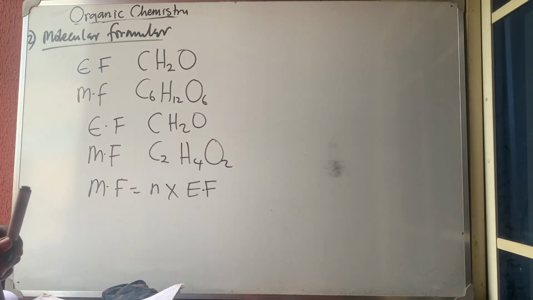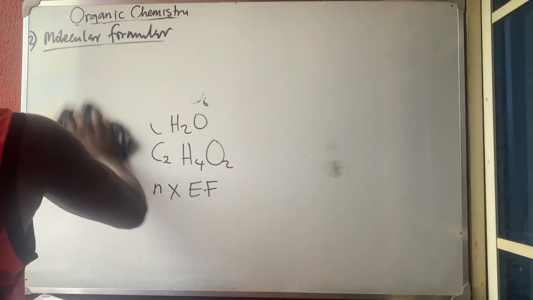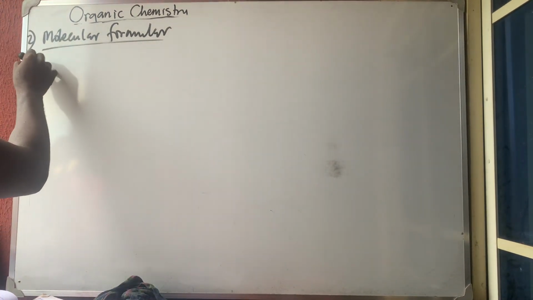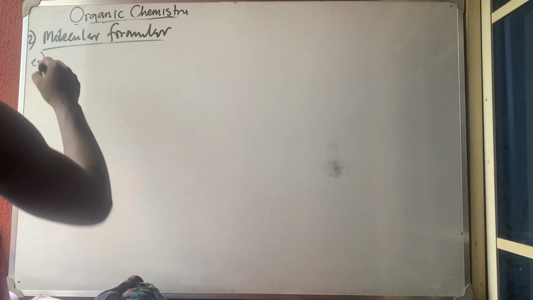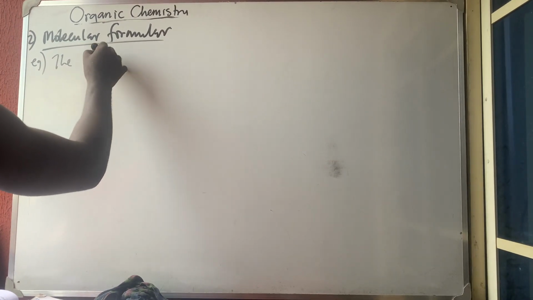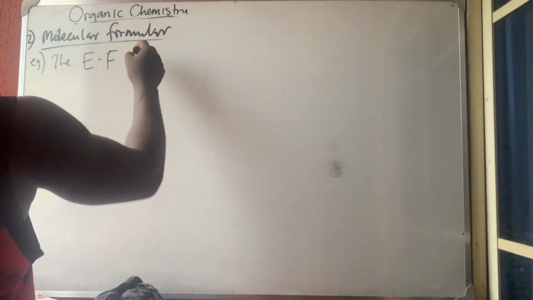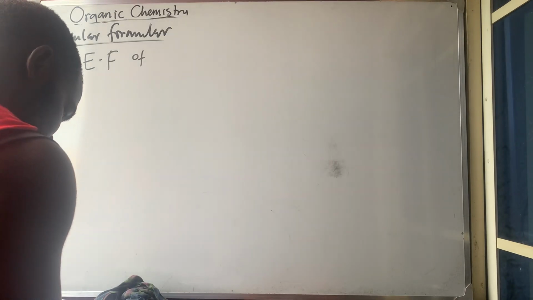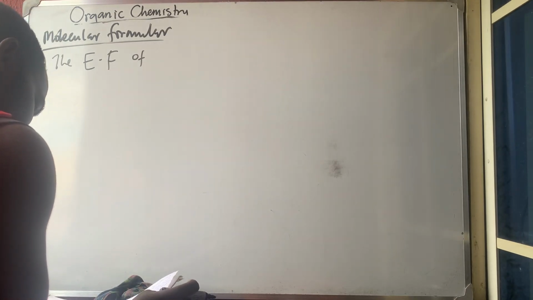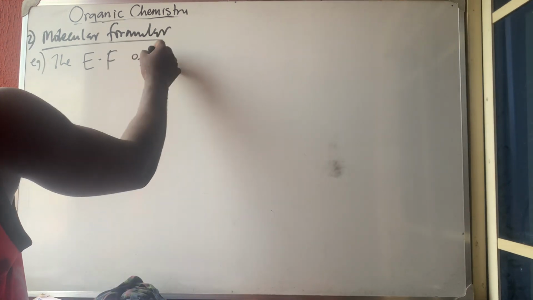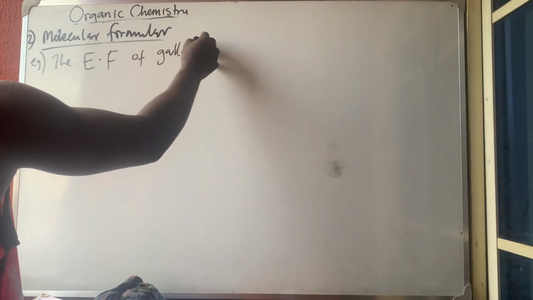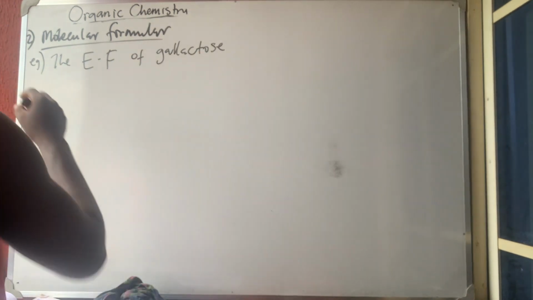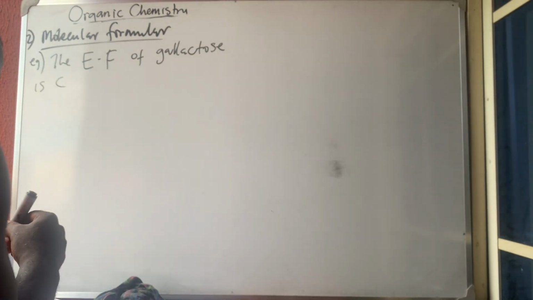Okay, so let's solve. Example: the empirical formula of galactose is CH2O.